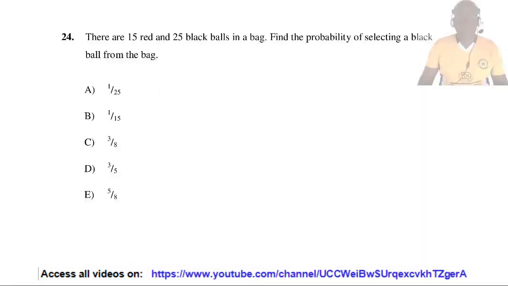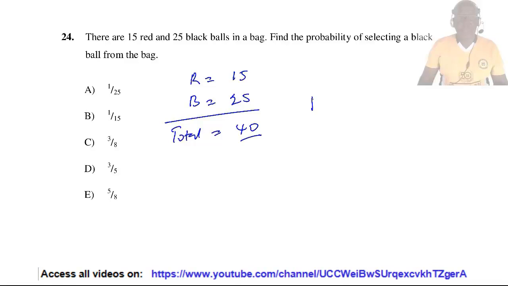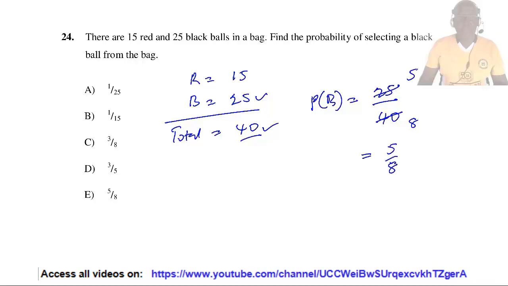1. Question 24. There are 15 red and 25 black balls in a pack. Find the probability of selecting a black ball from the pack. The red balls are 15 and then black balls are 25. So the total equals 40. Probability of selecting a black ball from the bag is equal to 25, the number of black balls, divided by 40, the total. 5 goes here, 5 goes here, 8. So the answer is 5 over 8, which is E.